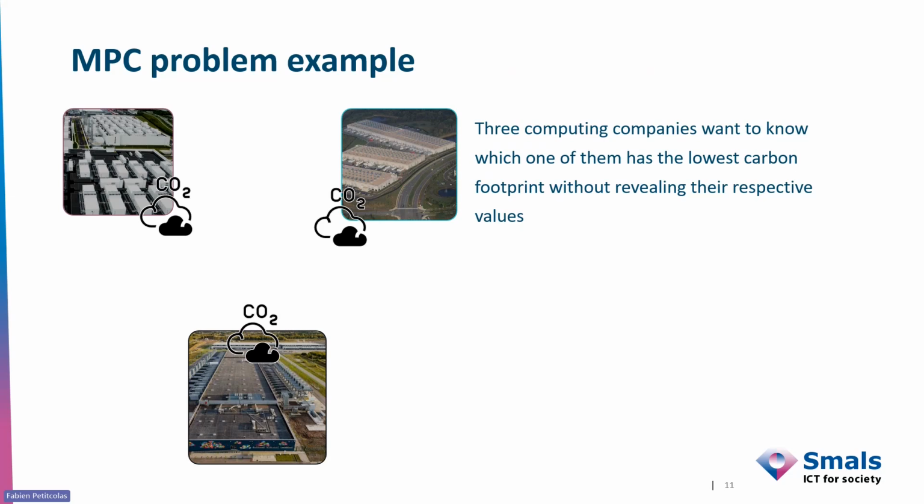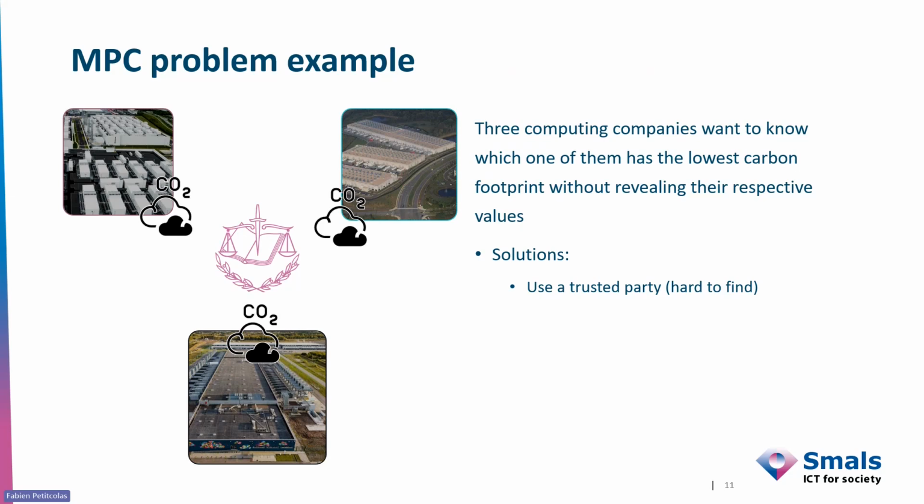Suppose you have 3 computing companies who want to know which one of them has the lowest carbon footprint, with the caveat that they do not want to reveal their respective values. So one option, of course, would be to use a trusted party, and each company would reveal their carbon footprint to that trusted party, who would then share the result.